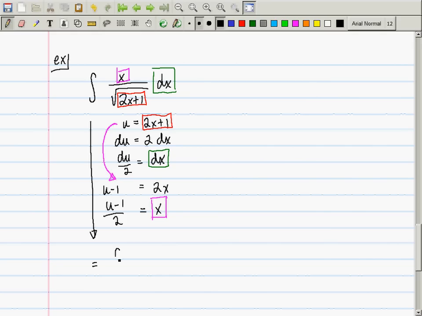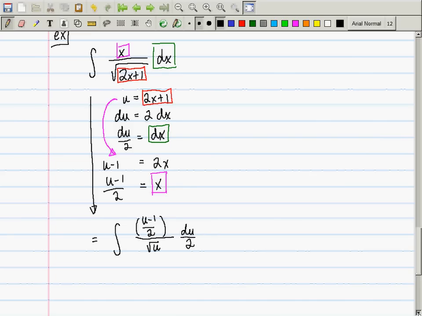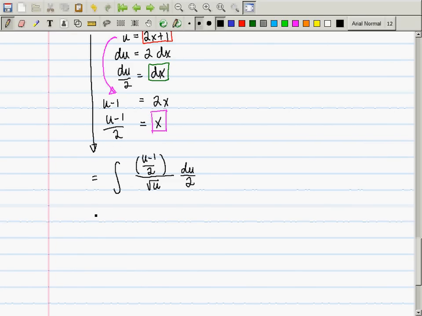So if we were to do this, then you would get u minus 1 over 2 in the numerator, and in the denominator you would get the square root of u, and then dx we said would become du over 2. So this is division by 2, and this is division by 2, so altogether I'm going to factor out multiplication by 1/4. So 1/4 antiderivative of u minus 1 over the square root of u. And at this point you might say, I'm not really sure this looks any better than it did before. But it actually is.